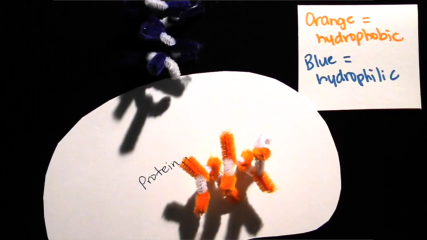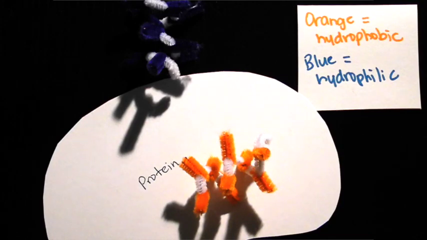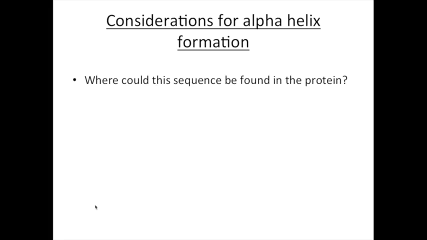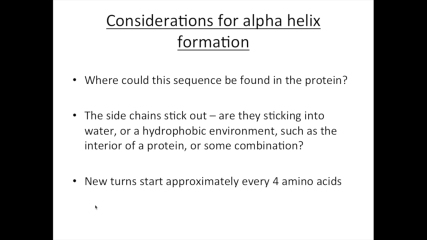There are lots of ways for alpha helices to form. The key things to keep in mind when deciding if a specific sequence would form a helix or not are, first, where the helix would be found in the protein and in the cell. Second, that the side chains stick out of the helix. And finally, that you start a new turn approximately every 4 amino acids.